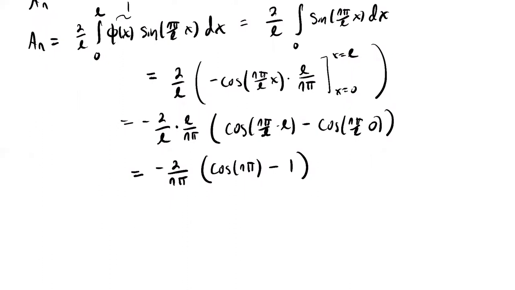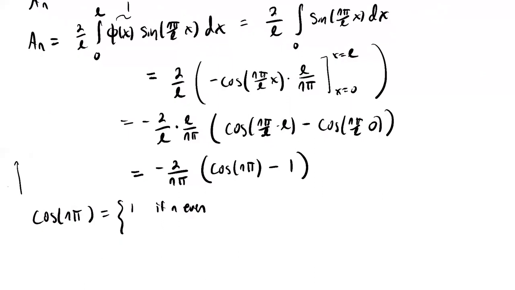If you look at cosine of n pi, if n is equal to 0, it's equal to 1, right? But it's also true that if n is equal to 2, cosine of 2 pi is 1, and cosine of 4 pi is 1, and cosine of 6 pi is 1, et cetera. So this is 1 if n is even. What happens if n is odd?